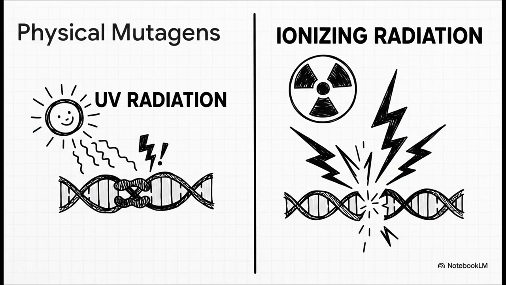Physical mutagens use pure energy as a weapon. Think of UV radiation from the sun. It has enough energy to force two adjacent thymine bases to stick together, creating a bulky mess called a thymine dimer that blocks DNA replication.